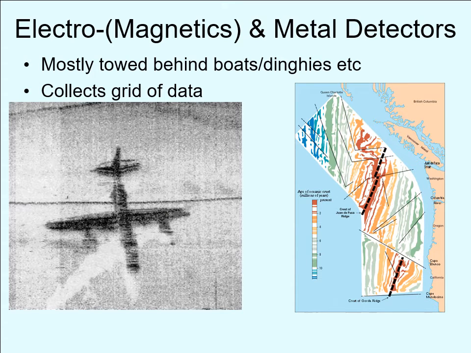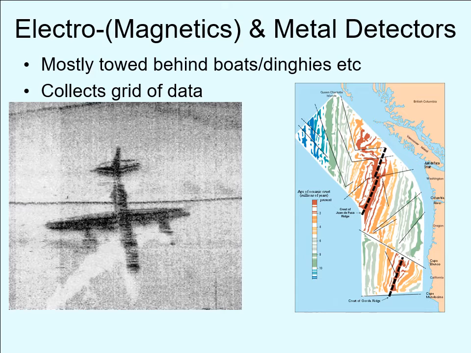Here's an example: electromagnetics and metal detectors. So you get marine versions of these, or water versions. They're usually towed behind some sort of device, usually a boat or a dinghy or a kayak or whatever, depending on what scale you're looking at. For very large scale, such as the example on the right, it's actually magnetic striping in the oceanic crust. That's how they looked at ocean ridges and how they worked.